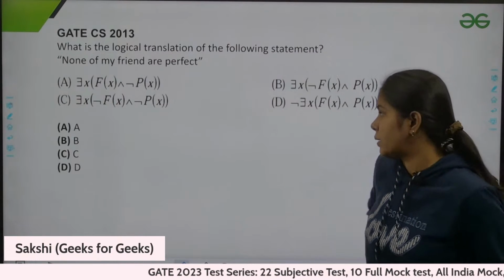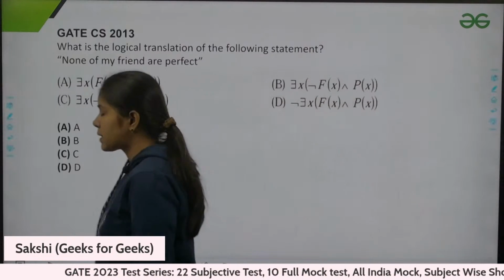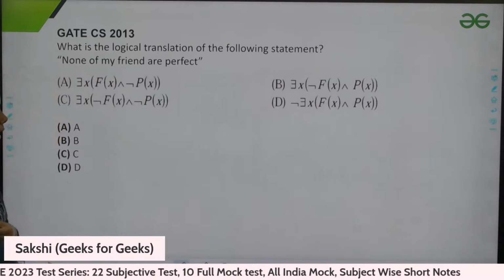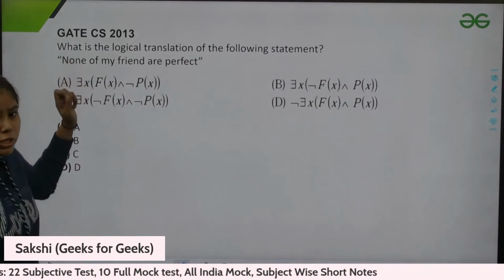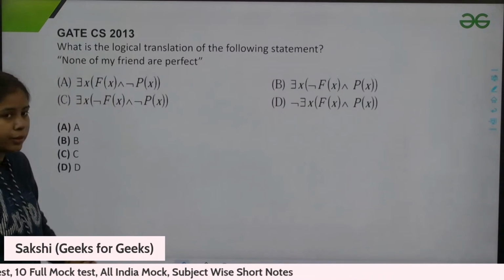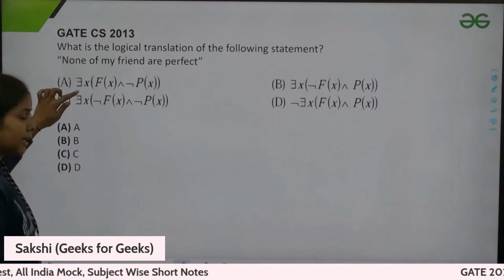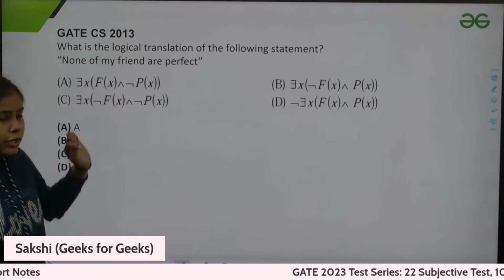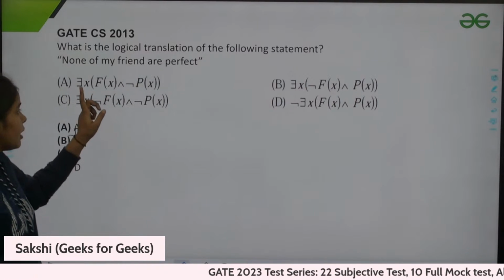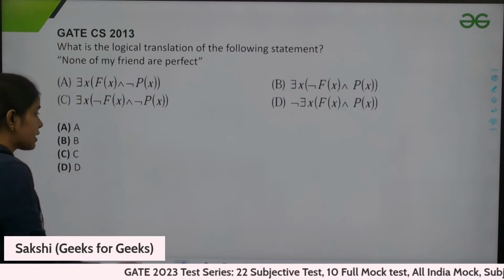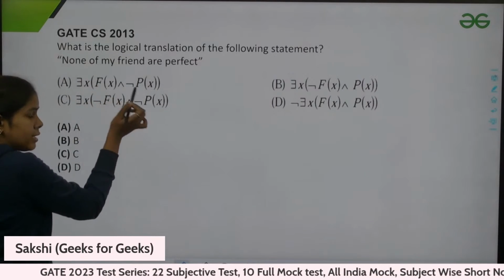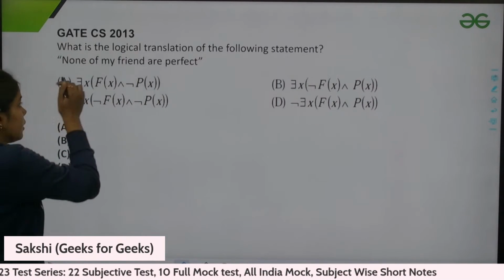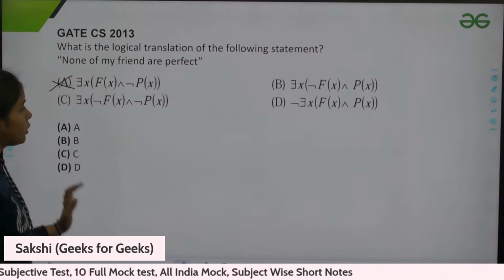Okay, let's try. Option A says that there exists x, F(x) and negation of P(x), and we have to translate the statement none of my friends are perfect. So it says that there exists some x who are friends and who are not perfect. But the statement is none of my friends are perfect, but it's saying that there exists some friends and they are not perfect, right? So A will be not true.